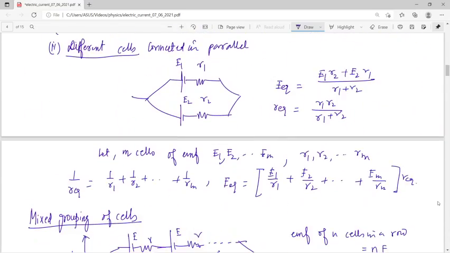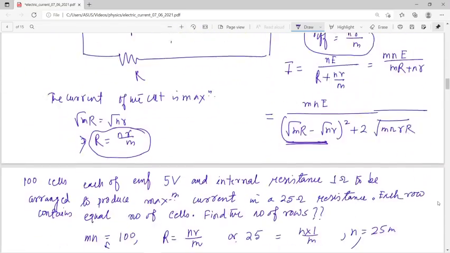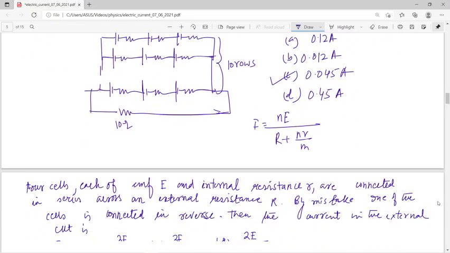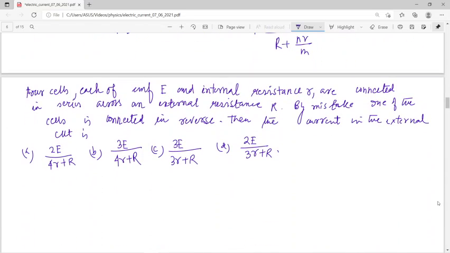Only the last question that we solve from this. So in that particular case, the answer that came is option A. Now whether you can solve it or not, let's try it.